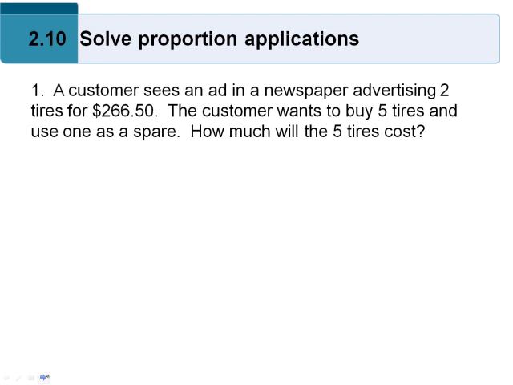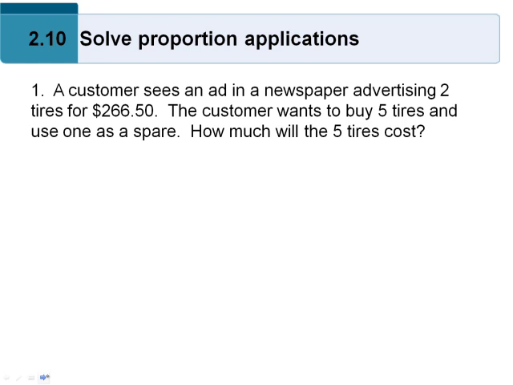Okay, so it says a customer sees an ad in a newspaper advertising 2 tires for $266.50. The customer wants to buy 5 tires and use one as a spare. How much will the 5 tires cost? So to me, the easiest thing to do is to write in words what I'm going to set up as my proportion. And I just do it in the order that they give it to me.